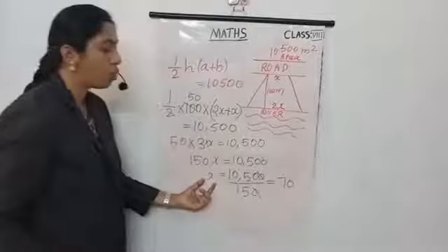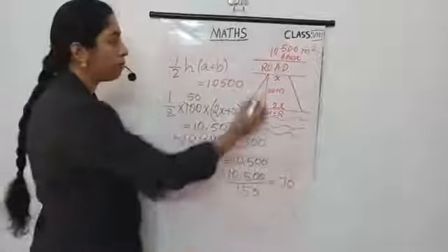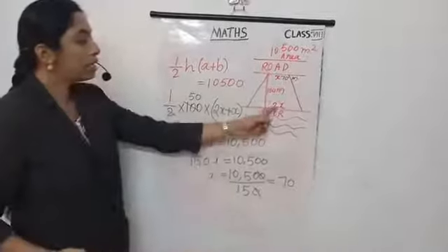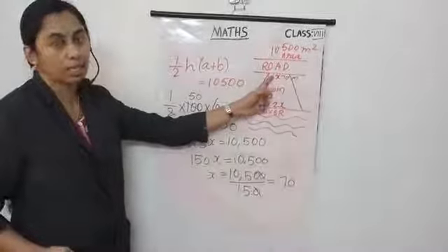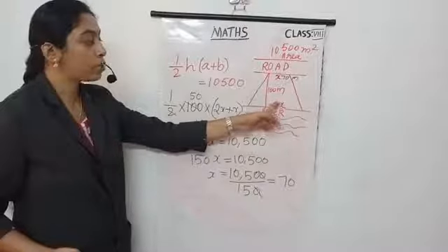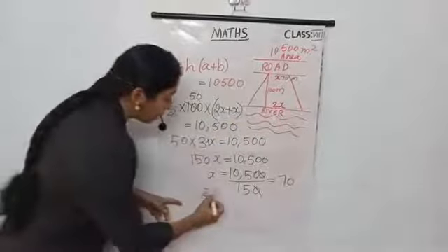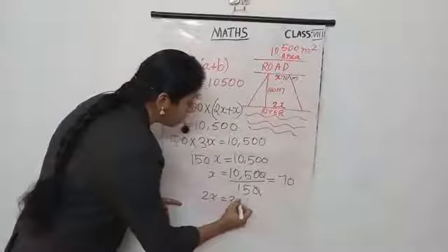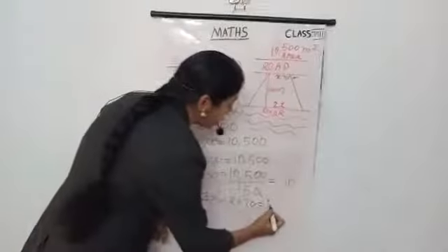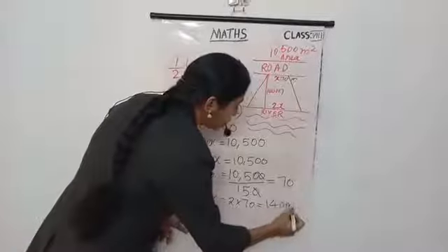So the value of x is 70 meter. That is, this is 70 meter. Then this is twice of this length. So what is the measure of this length? 2x. 2x means 2 into 70. 7 2s are 14. So this is 140 meter.